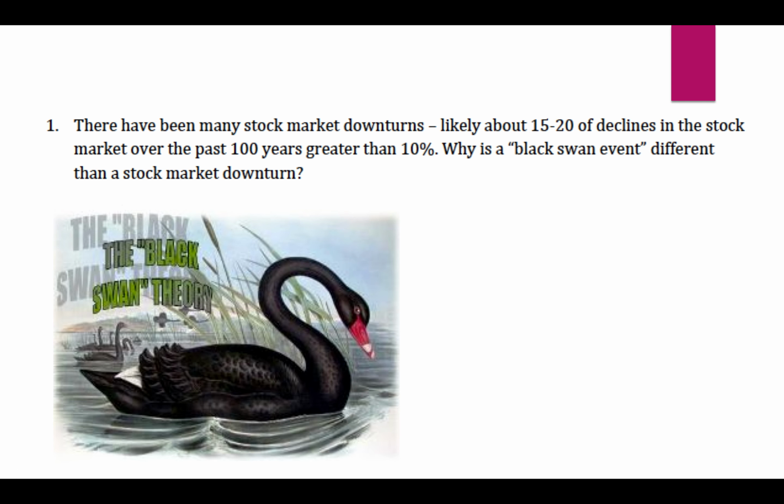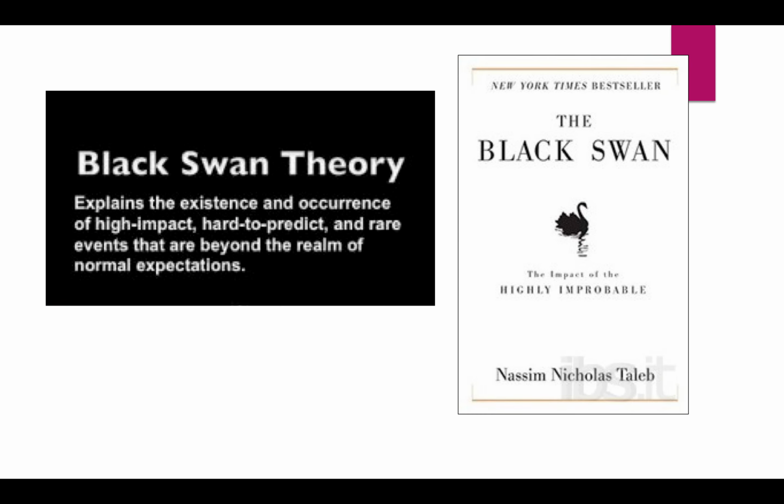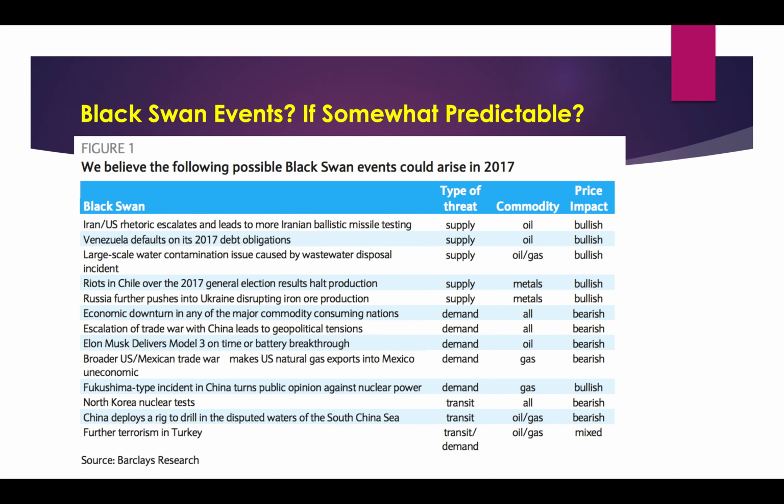There have been many stock market downturns, likely about 15 to 20 of them just in the last 100 years that have been greater than 10%. But why? What is a black swan event different from the stock market downturn? Basically, black swan theory is a high impact, significant downturn in the markets that's hard to predict, and it's kind of a rare event that's beyond what we would normally expect.